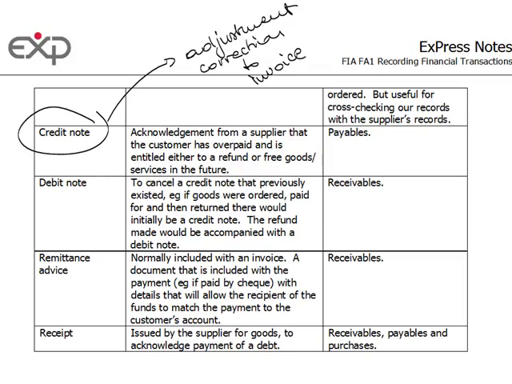Alright. A debit note is simply a document that evidences that the refund was made as a result of a credit note. Remittance advice is just a request for payment, and it's usually within the invoice anyway. Now, a receipt, as you all know, is something we get in a shop. That is just the acknowledgement that the payment was received.